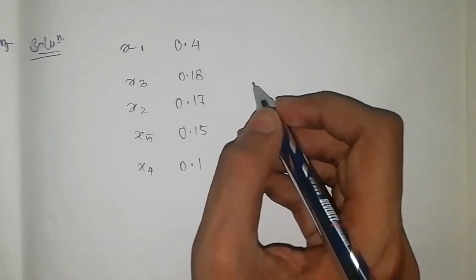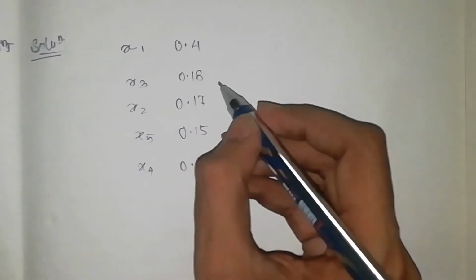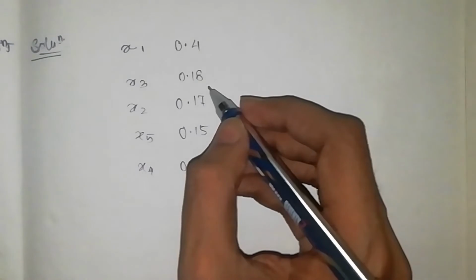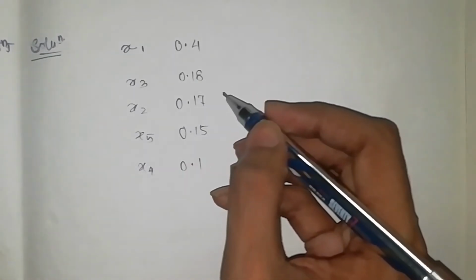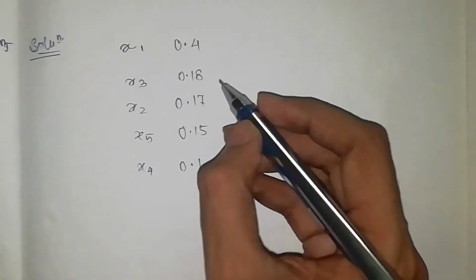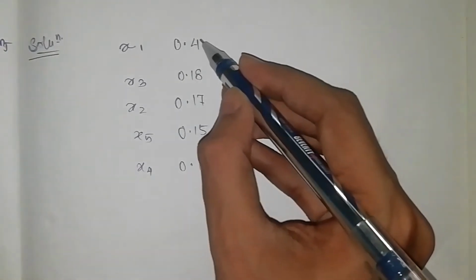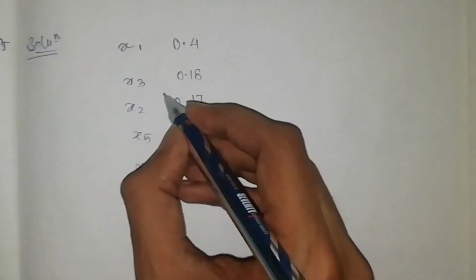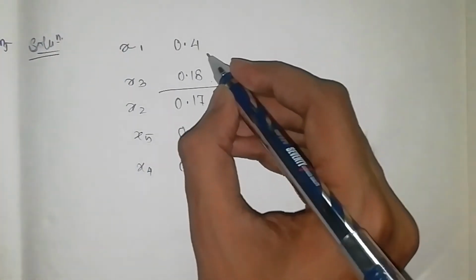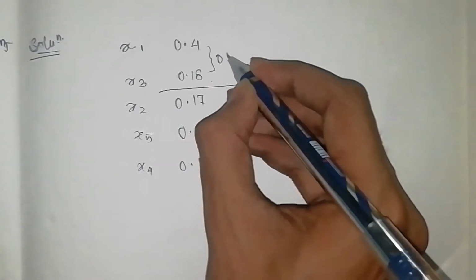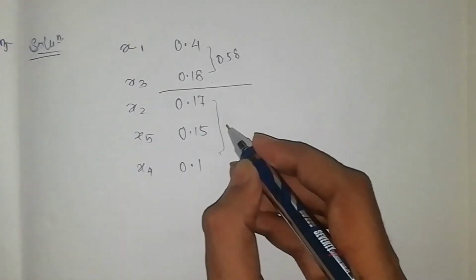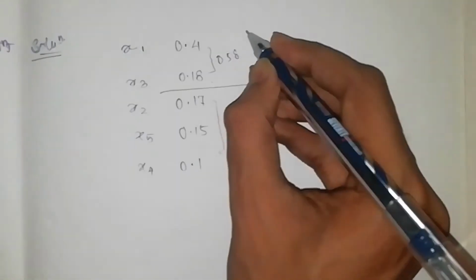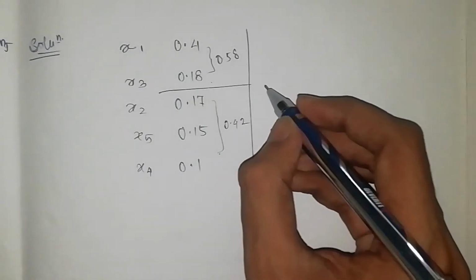Now the second step is we need to divide the whole set into two sets such that the sum of both the sets is nearly equal to each other. So the best case here will be the first two elements and the last three elements. So if we group them, this will be 0.58 and this will be 0.42. So the second step is completed.